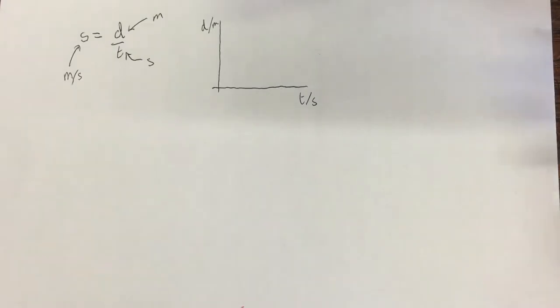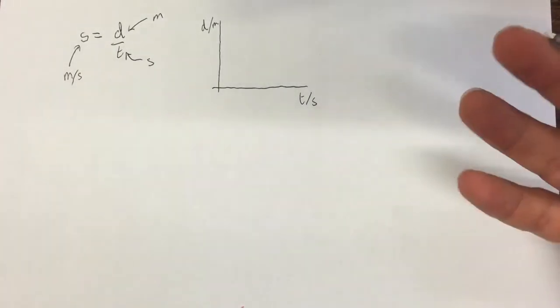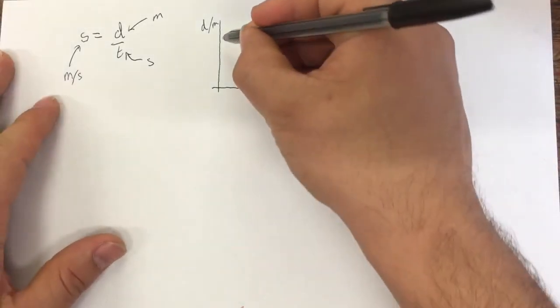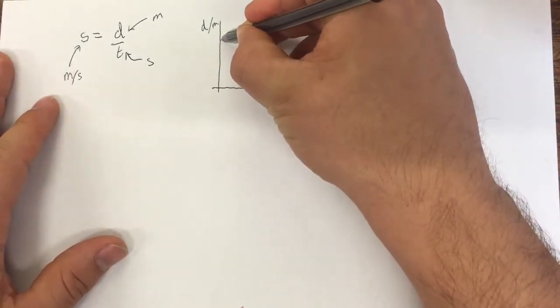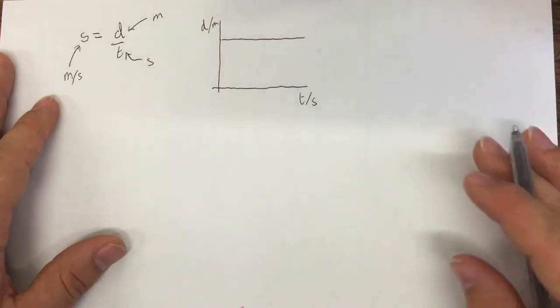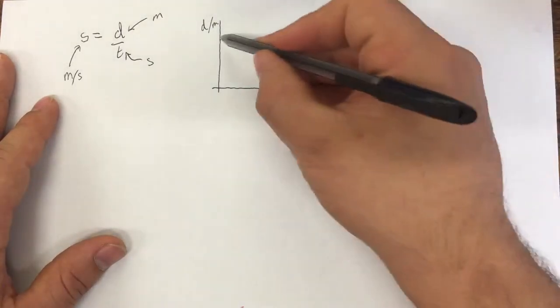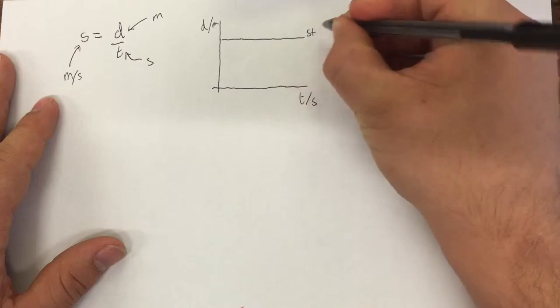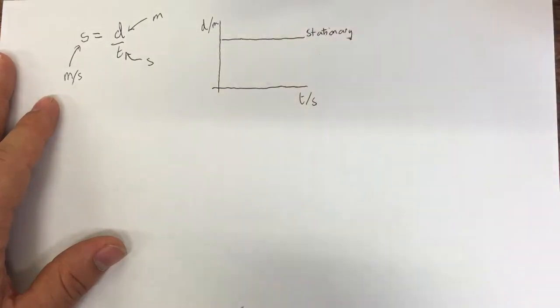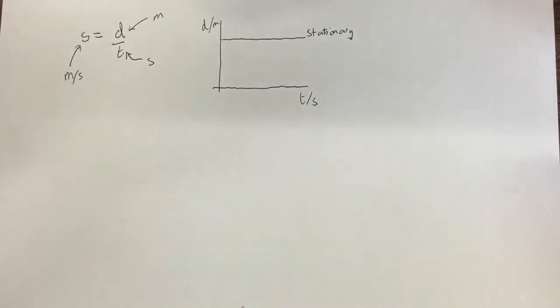If I've got a car that's stationary, that means the distance that it's travelled from its starting point isn't changing. So on a distance time graph, a stationary object is represented as just a flat straight line. So this represents stationary, or stopped, same thing, or an object at rest.